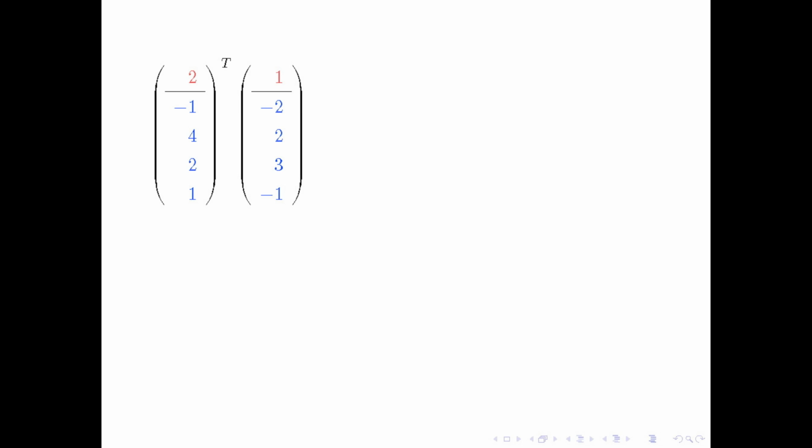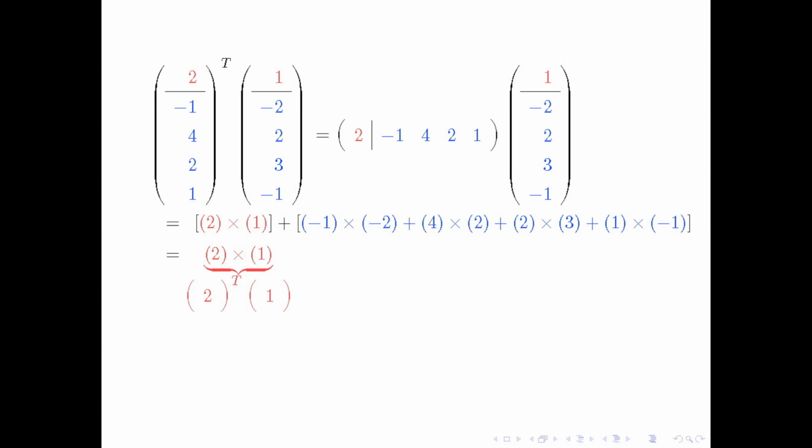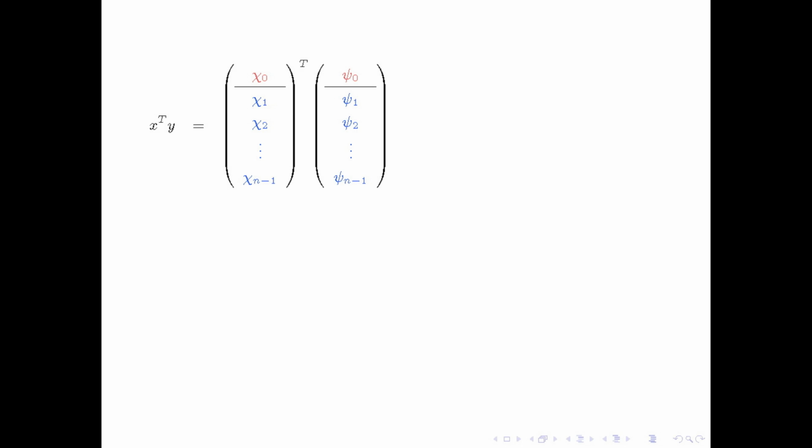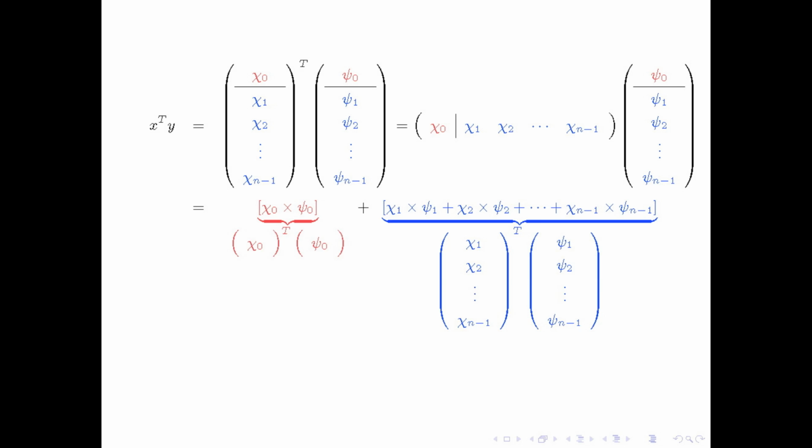Going back to the concrete example, let us think of the vectors as consisting of their first elements and the rest of the vectors. We denote this partitioning with a line. We now notice that the dot product of the vectors is the product of the first two elements added to the dot product of the rest of the vectors. We can do the same thing with arbitrary vectors x and y. Again, the dot product of the vectors is the product of the first two elements added to the dot products of the rest of the vectors.